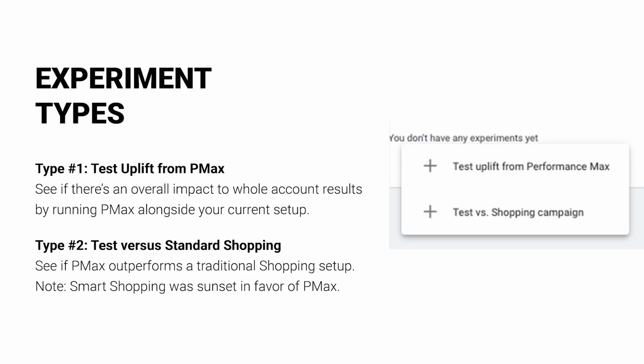The other type is to test Performance Max versus a standard shopping campaign. So we used to have Smart Shopping, which a lot of marketers preferred. That got absorbed into Performance Max. So it kind of created this rift between people that went ahead and went with Performance Max, and then retailers who said, nope, I want more control, and they backed it down to standard shopping. So this bridges that gap a bit to help advertisers see if Performance Max outperforms just their traditional shopping setup.